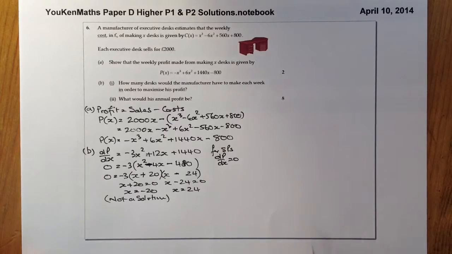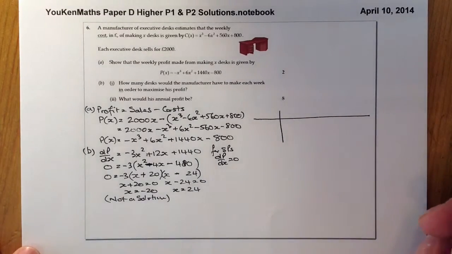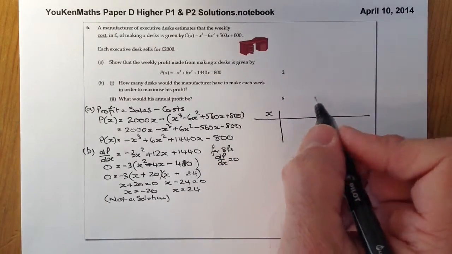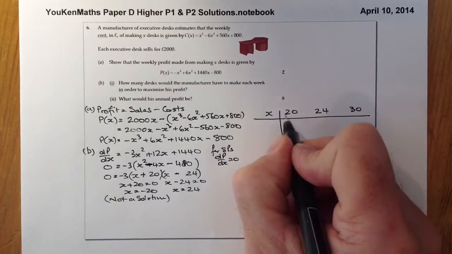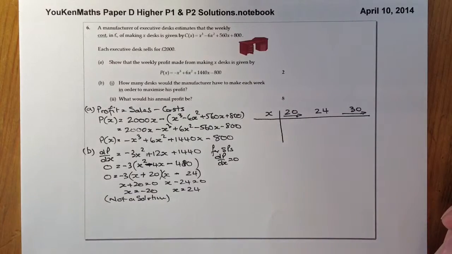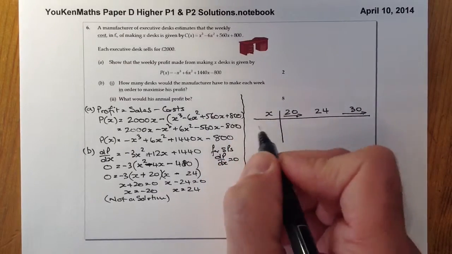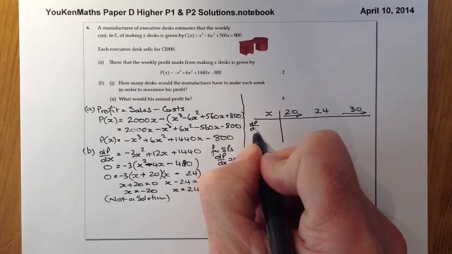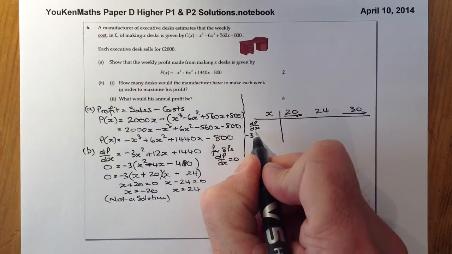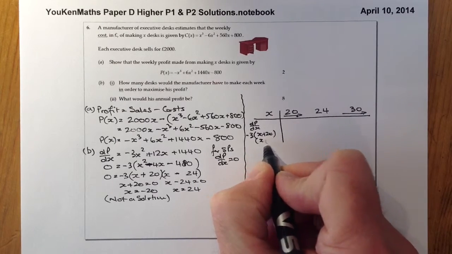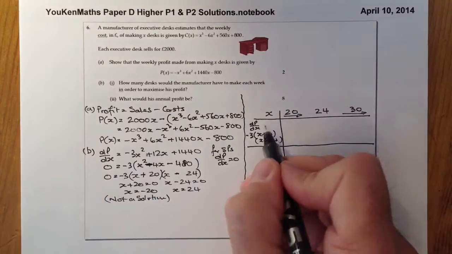Okay, what I'll do next is set up a nature table. Remember, the nature table is justifying whether it's a maximum or a minimum. I'm going to set this out with an x here. I'll have 24 here, 20 to the left and 30 to the right. I'm just wanting to see what this graph would look like as it approaches the 24 and after the 24 as well. In here I'll segregate this a wee bit, so we'll go for dP by dx. I'll look at the factorised version: minus 3, x plus 20, and x minus 24. That's the bit I'm going to consider to work out my values and the shape of the graph.